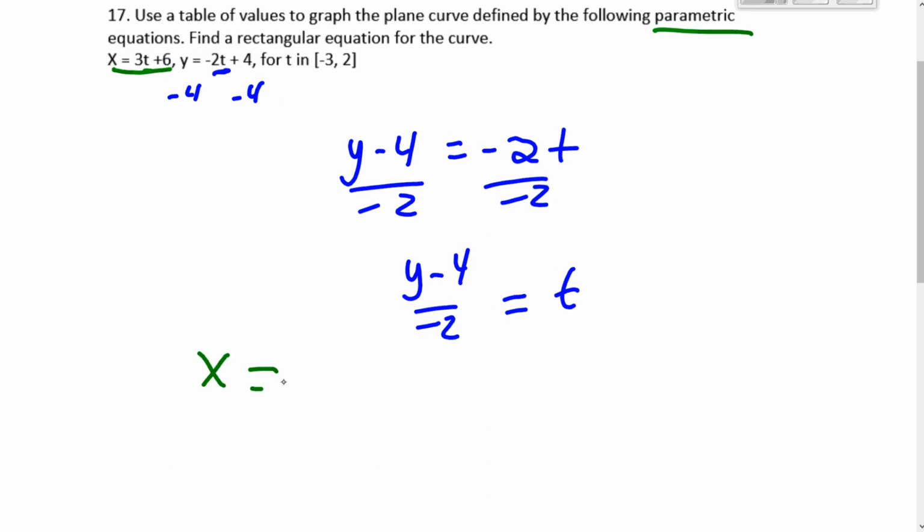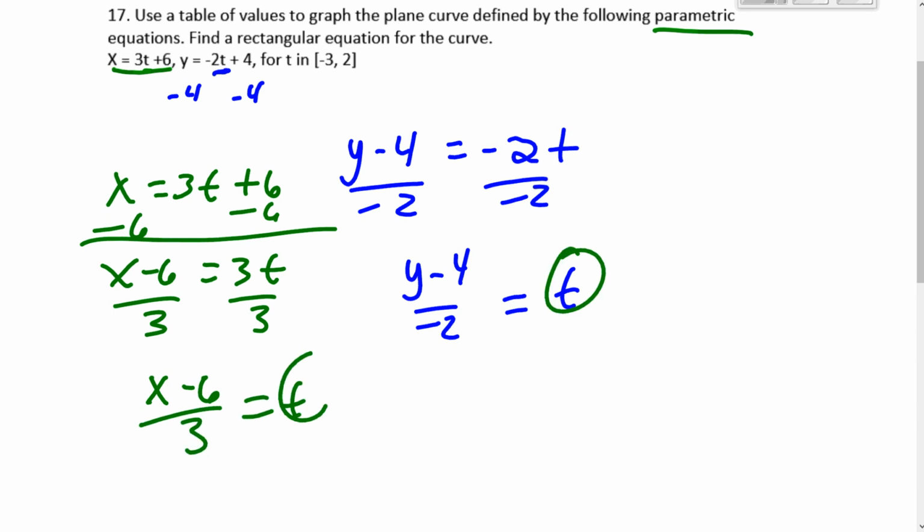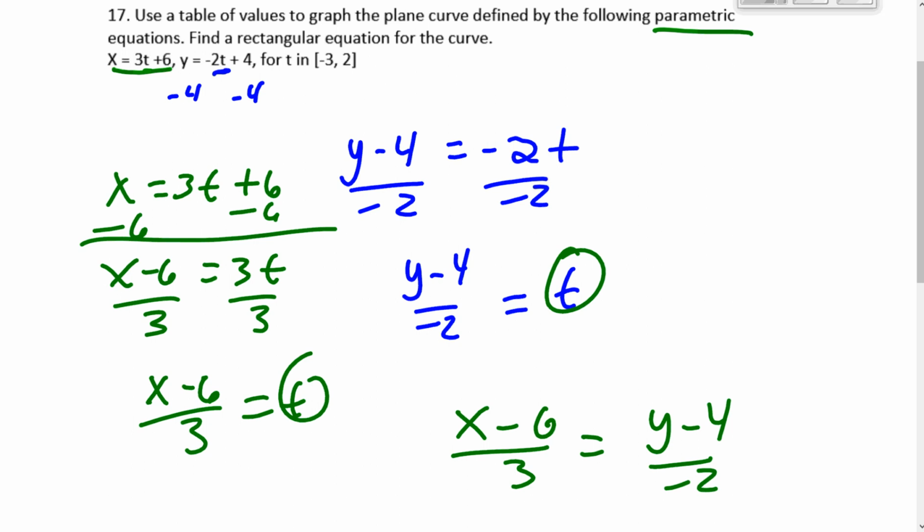So I'm going to plug this t in. So x equals 3, well, maybe I won't, just because I think in the notes I didn't. I probably took this other one and solved for t as well, so I'm going to subtract 6. So maybe I'll just do that. Subtract 6, so x minus 6 equals 3t. And then we go ahead and divide by 3. So we get x minus 6 all over 3 equals t, and t equals t, right? So we can set these equal to each other. Equals y minus 4 all over negative 2.